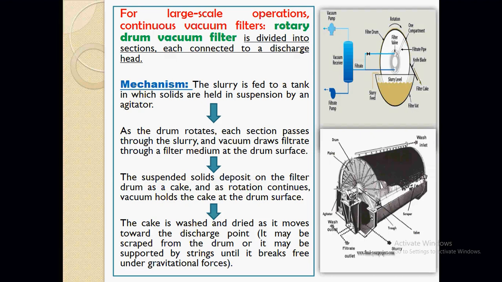This is not used for sterile filtration but for non-sterile, and it is divided into sections, each connected to a discharge head. In the mechanism of operation of the continuous vacuum filter, the slurry is fed to a tank in which solids are held in suspension by an agitator. As the drum rotates, each section passes through the slurry, and vacuum draws filtrate through a filter medium at the drum surface.